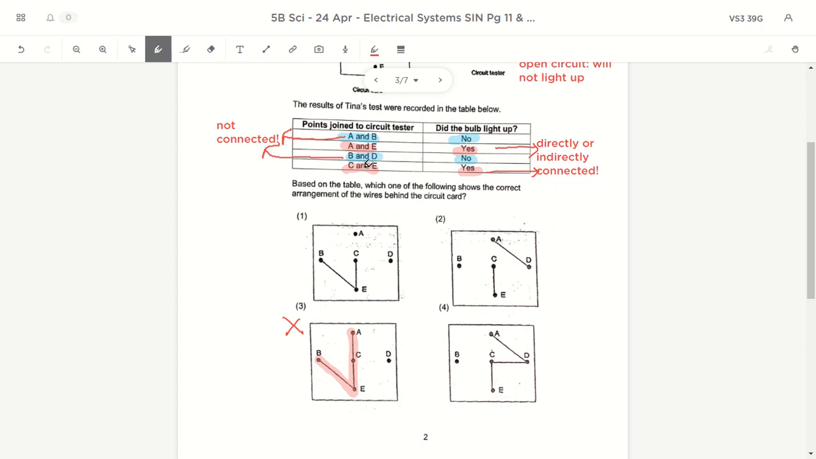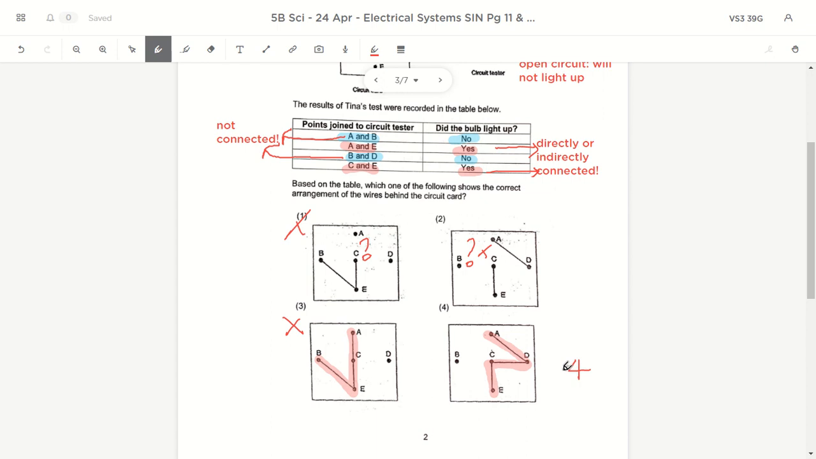Okay, let's look at the other one. B and D not connected. Let's look at B and D not connected. Correct. So all three are fine. Now let's look at those that are connected. A and E are connected. Okay, A and E, they are not connected. There's a gap over here. So this is wrong. A and E should be connected. In this case, you realize A and E are indirectly connected. So it's correct. And then C and E are connected. So the answer is 4.